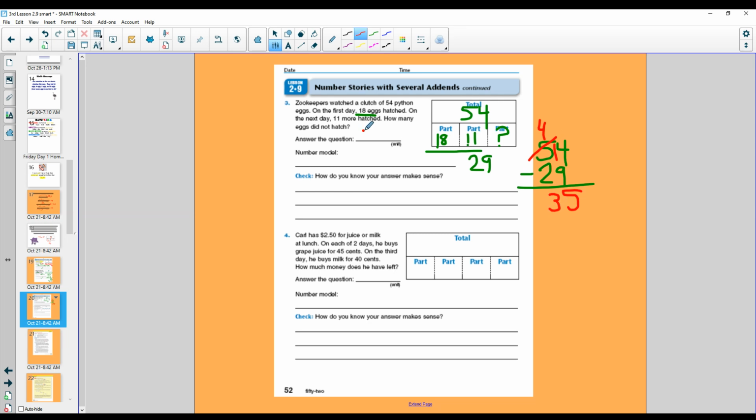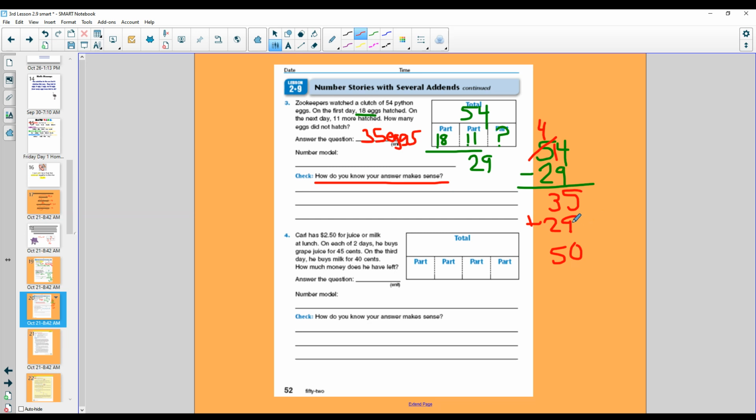Now think about our answer. 35. And we're talking about eggs. So put your unit. Now just think. Here, stop and think. Does your answer make sense? If we put 29 and 35 together, are we going to get 54? We should. So think 30, 40, that gives us 50.